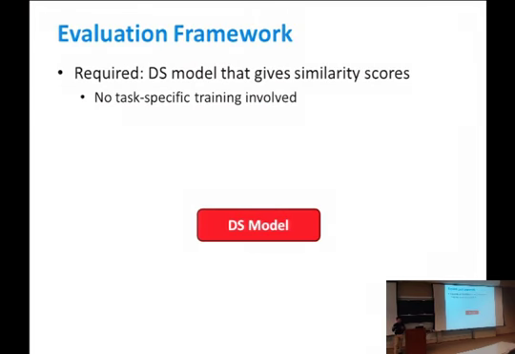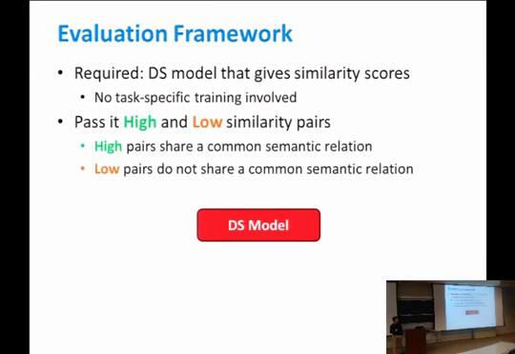All right, so our evaluation framework works by basically having this DS model, and we'll pass it some pairs of sentences. All we require of the model is that it gives us similarity scores. Just as a reminder, there's no task-specific training involved, so this is also an unsupervised problem. We'll pass it two types of pairs. Some of them are high similarity, in that they express some common semantic relation, and some of them are low similarity pairs that do not.